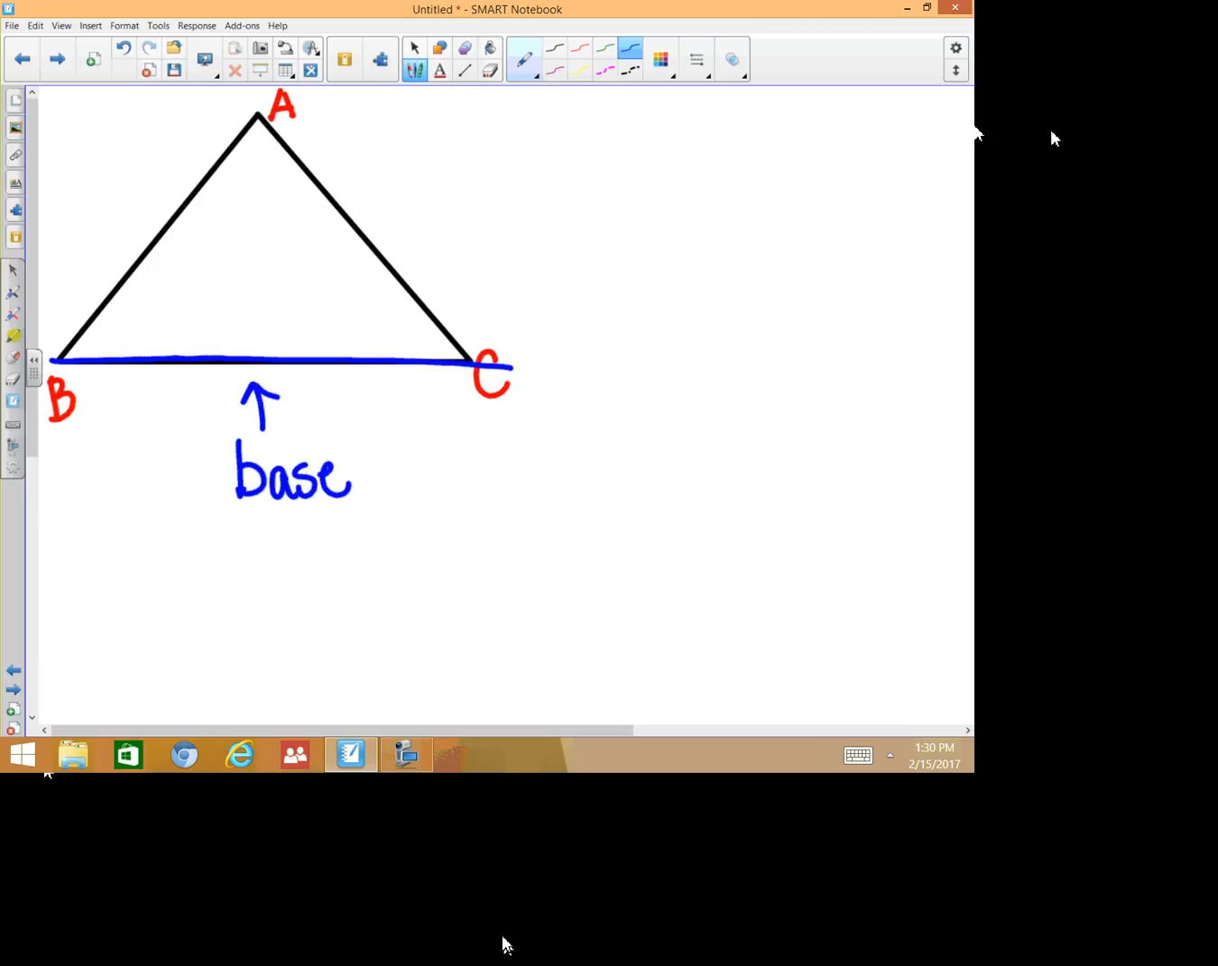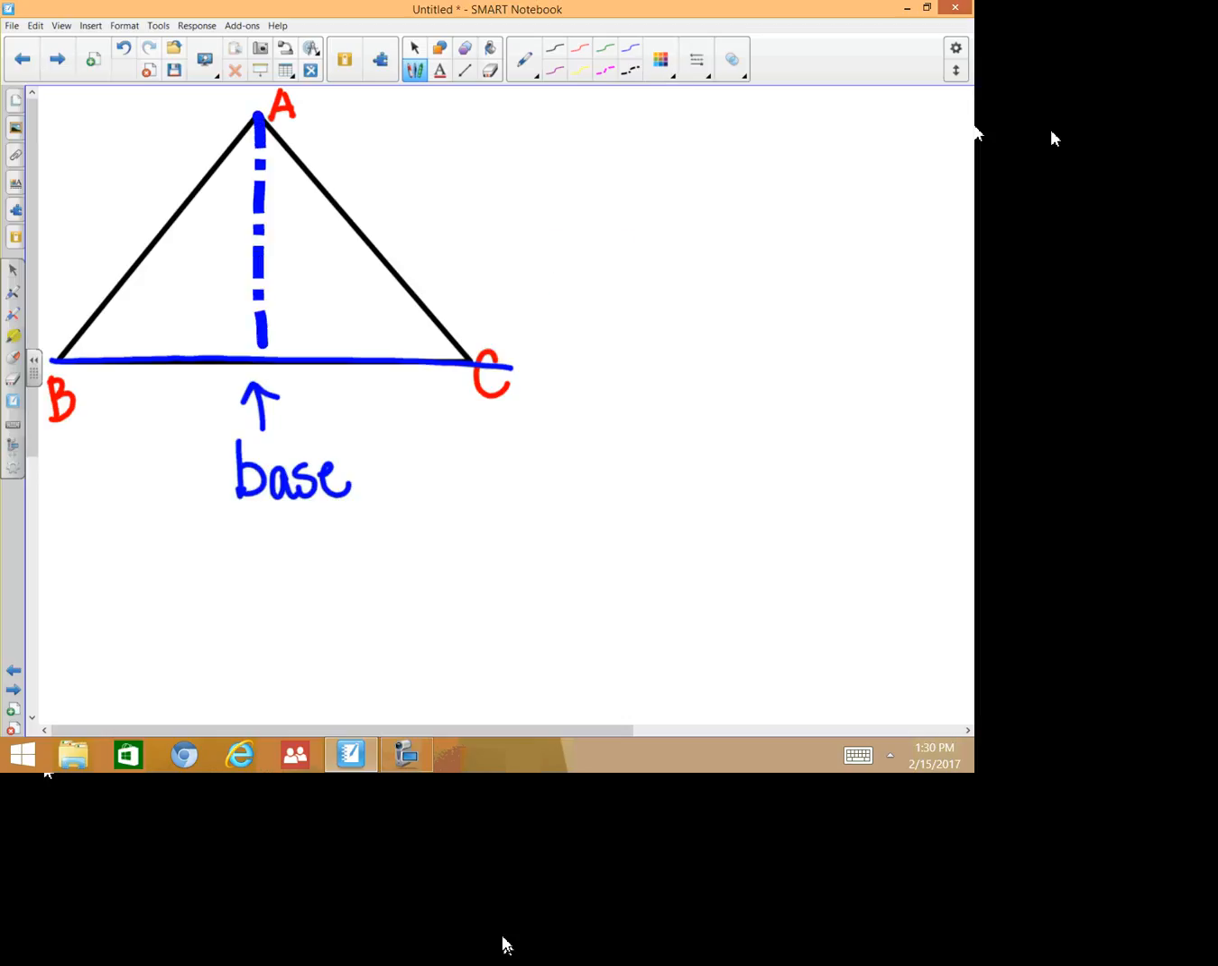We also have something that is a height. A height is from the base to the tip top of the triangle. Sometimes the height is on the outside. I'll show you triangles like that in a second. So for this one, where would I draw my height line? Raise your hand if you know. Kristen. From the blue base to where? To A. Okay, so I would draw my height like this.